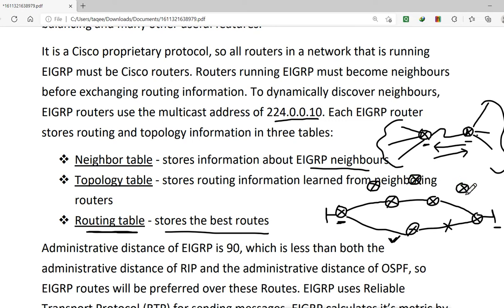We have 3 routers in between. So we have another path here. So we have 3 paths here. Now what RIP will do is the recalculation again. It will exchange the information with the neighboring routers and then find out the best path. And then it finds that this is the best path.